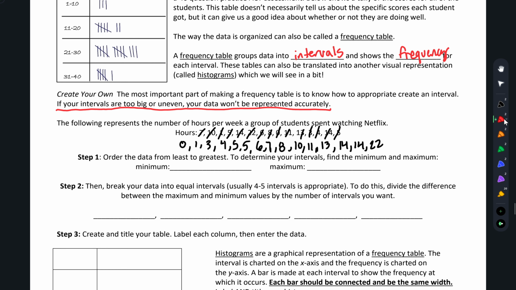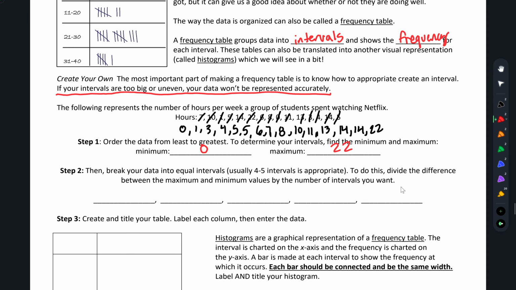Now, we need to figure out the minimum and the maximum. The minimum here is 0, and the maximum here is 22. Not rocket science here. You'll look at the smallest number, you'll look at the biggest number. Okay. Now that our data is in order, we know the maximum and the minimum.